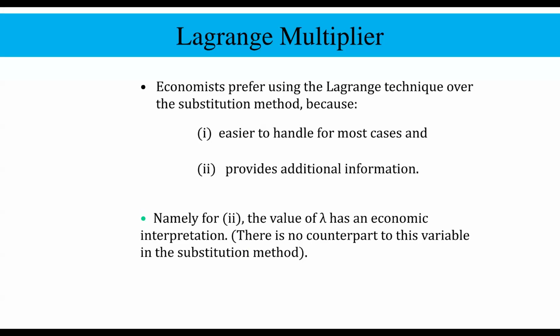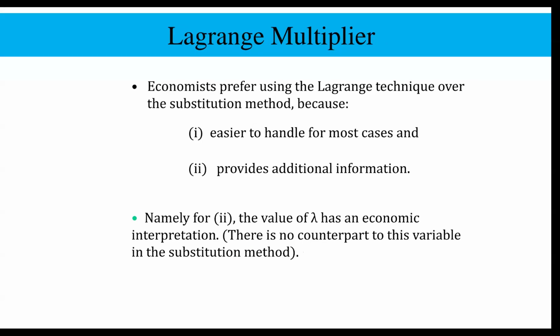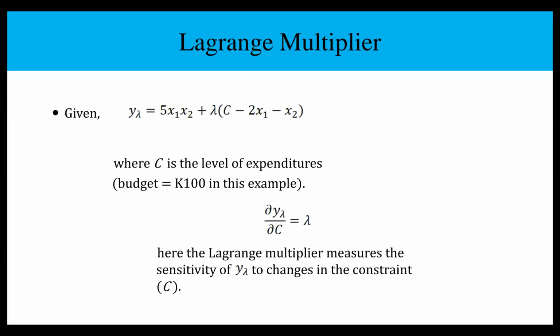Now economists usually like going direct to the use of the Lagrange technique over the substitution method. Why? Because the Lagrange is easier to handle for most cases, right? And it even provides additional information, the lambda. The value of lambda actually has an economic interpretation. That's why we go for it, actually. Now, we're trying to show you the other version of expressing this Lagrangian function.